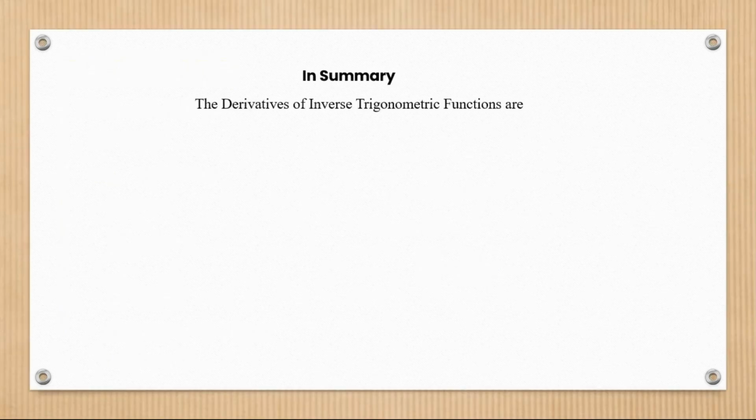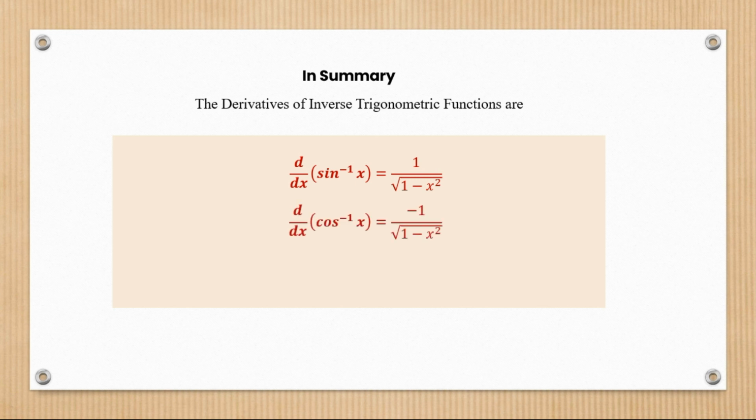So in summary, the derivatives of inverse trigonometric functions are: the derivative of sine inverse of x is equal to 1 over root 1 minus x squared. The derivative of cos inverse of x is equal to negative 1 over root of 1 minus x squared. And then the derivative of tan inverse of x is equal to 1 over 1 plus x squared.